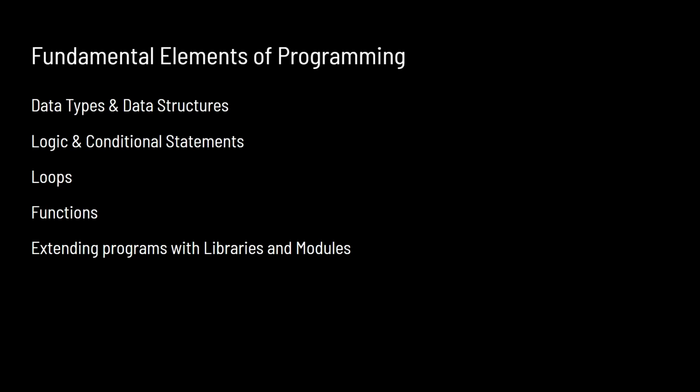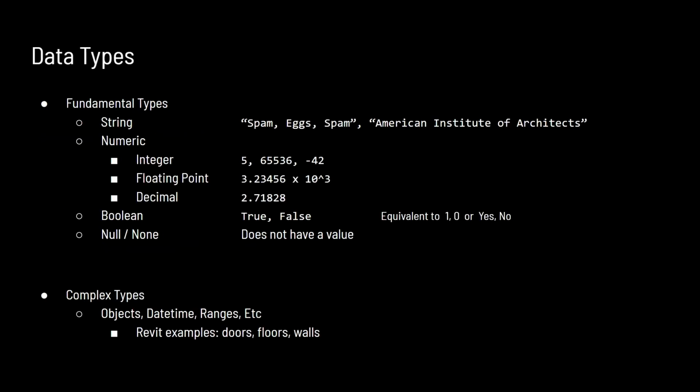So just some really quick fundamental elements of programming: data types and data structures, logic and conditional statements, looping over instructions, functions, and then extending your programs with the work of other people using libraries and modules. When you start talking to somebody about how you can use a script, they're going to really grill you on how do you want this data to be defined? What are the data types for this?